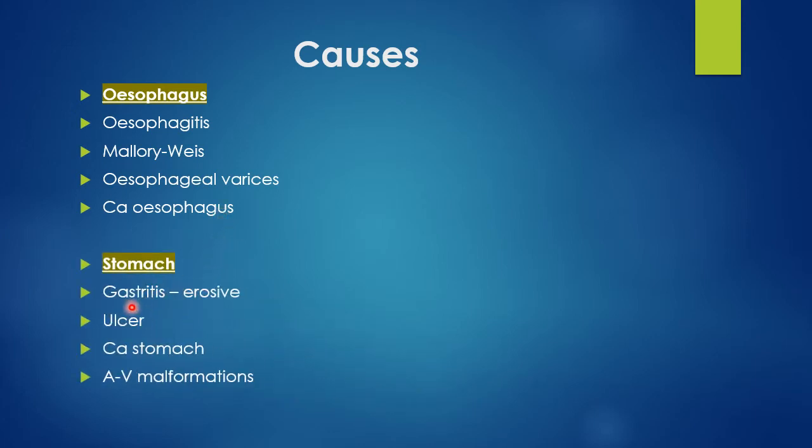From the stomach, the most common is gastritis, the so-called erosive gastritis due to erosive food, alcohol, and drugs, especially non-steroidal anti-inflammatory agents, prednisolone, aspirin and other anti-ischemic heart disease drugs, and also the use of anticoagulants. Gastric ulcer is another common cause of upper GI bleeding from the stomach. Carcinoma stomach and AV malformations in the wall of the stomach are another common cause of bleeding.